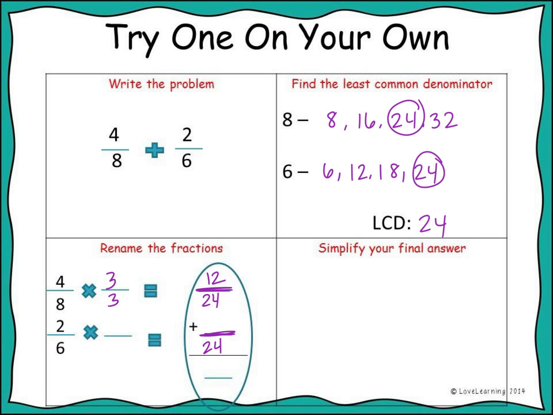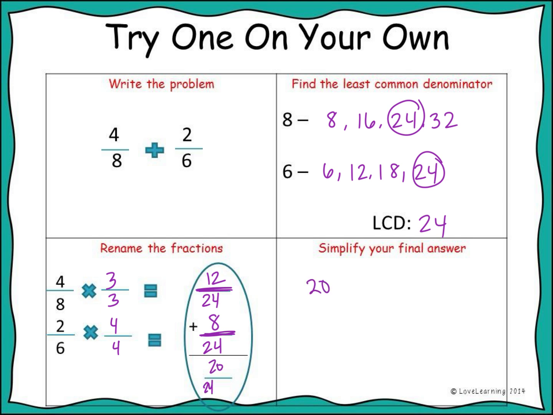Well, not yet. Hold on. Now the bottom one is 2/6. I want to rewrite it out of 24. So 6 times 4 is 24. So the top number, 2 times 4 is 8. So now I use this information to add my fractions together. So I'm only focusing on 12 plus 8, which is 20/24ths.